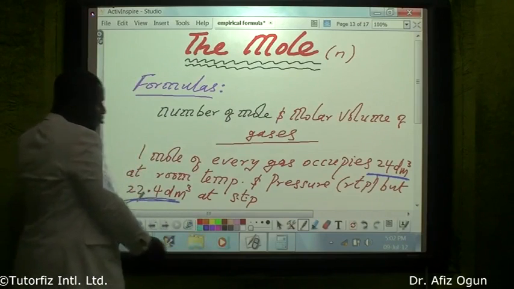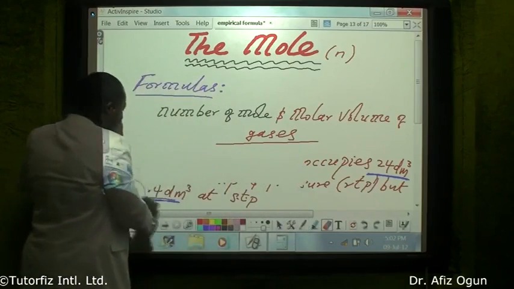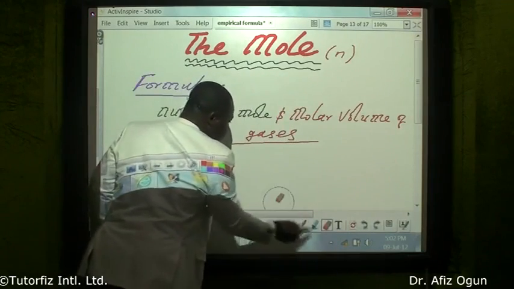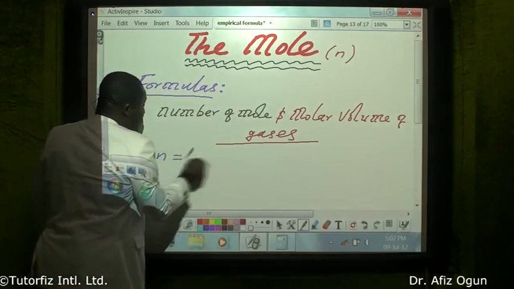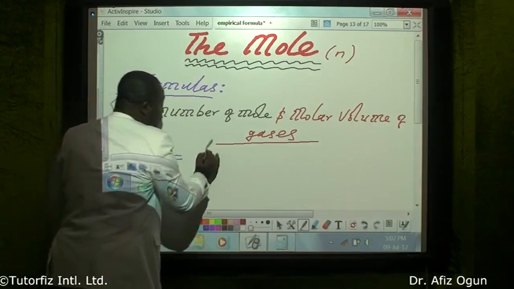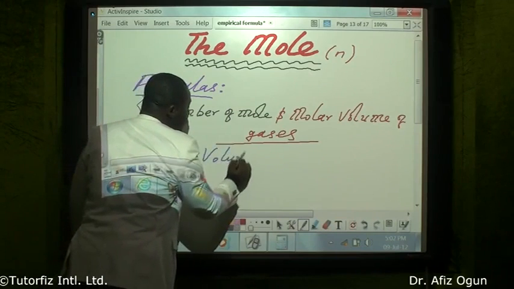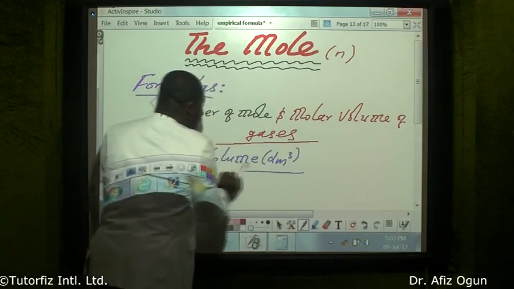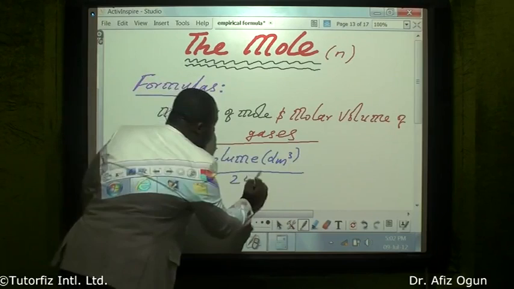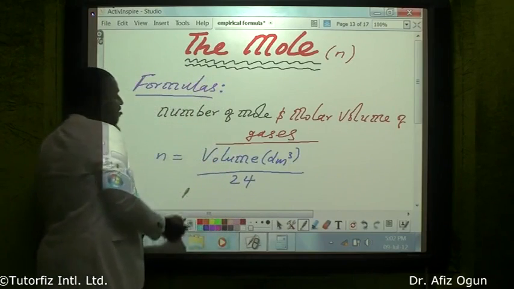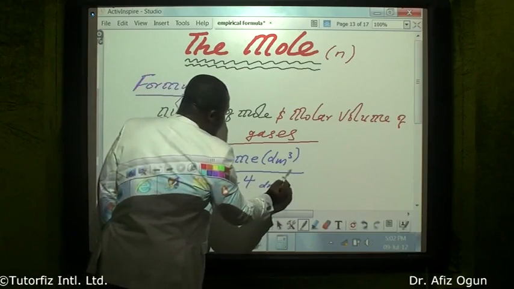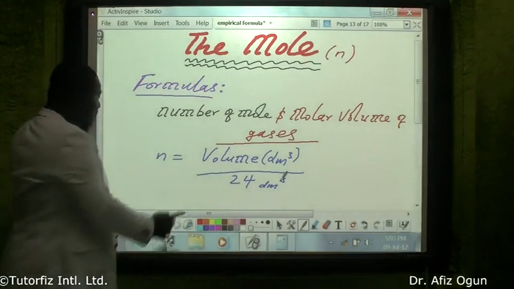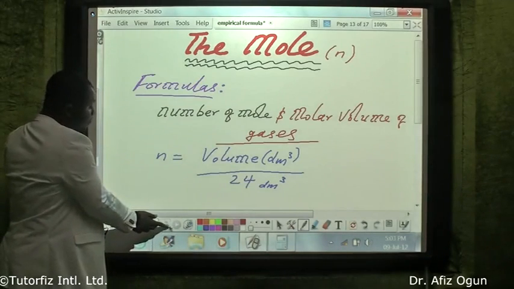So if that is the case, we can now write the formula for 1 mole of every gas. The number of moles of every gas will be equal to the given volume in dm cube divided by 24 dm cube. That's given volume divided by 24 dm cube. So for the given volume of gas we have, let's take some examples.